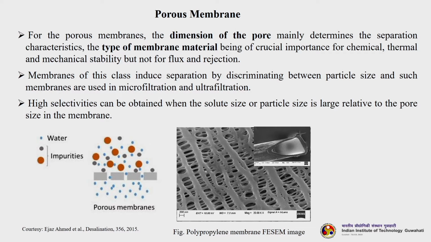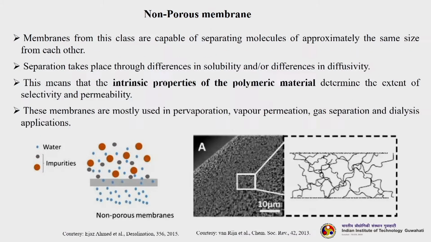So, membranes of this class actually induce separation by discriminating between particle size. That is why these are called size based separation basically, and such membranes are microfiltration and ultrafiltration. So, we can obtain very high selectivities when the solute size or particle size is very large relative to the pore size. You can see how a microporous membrane looks like. This is a polypropylene membrane. This is an FESEM image.